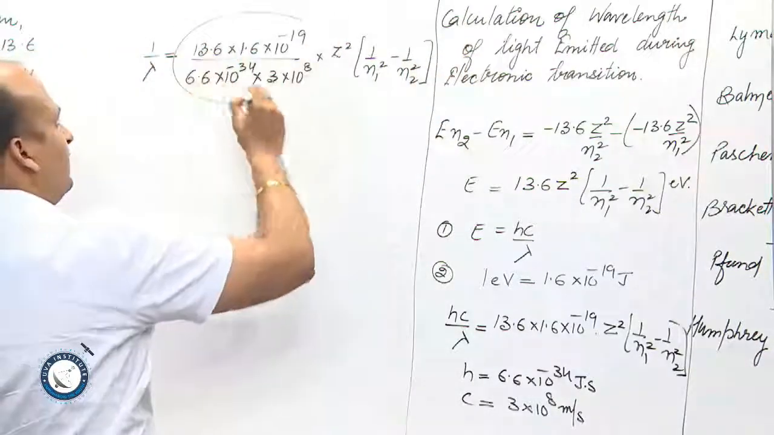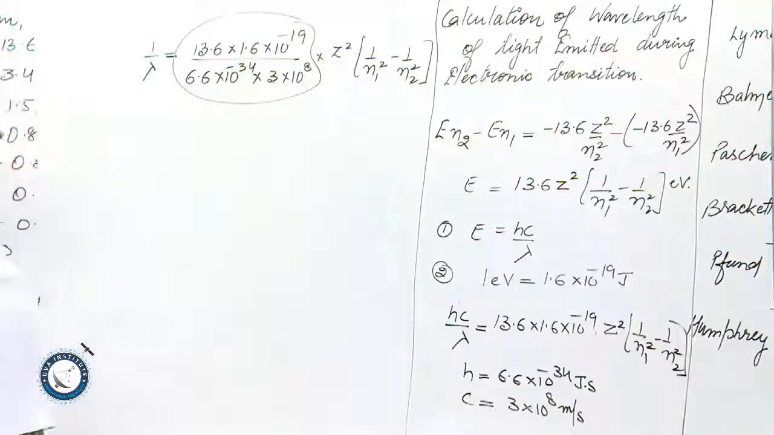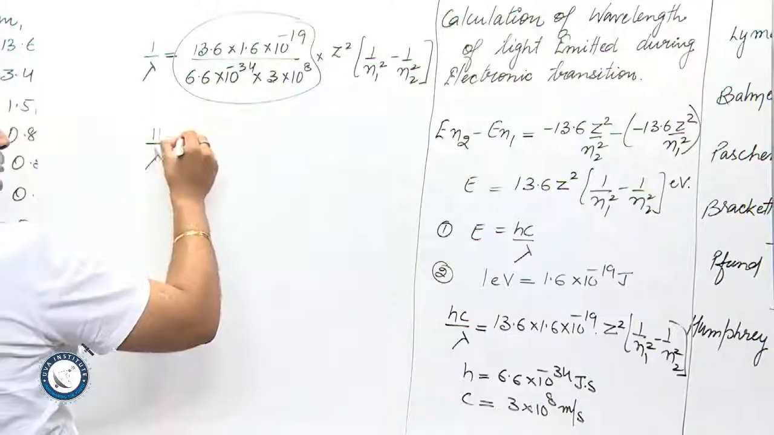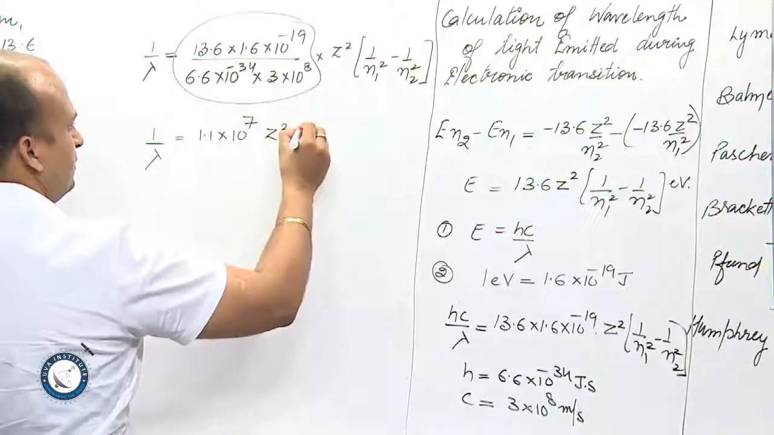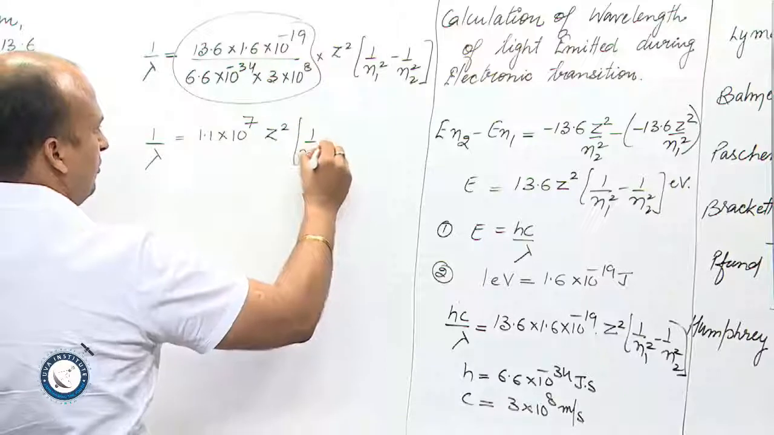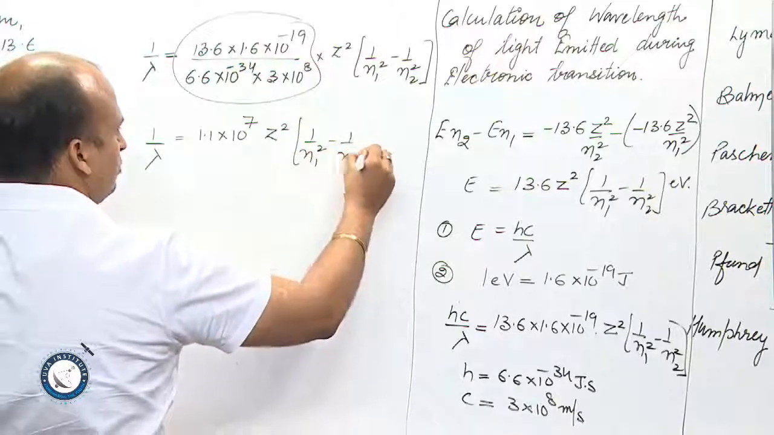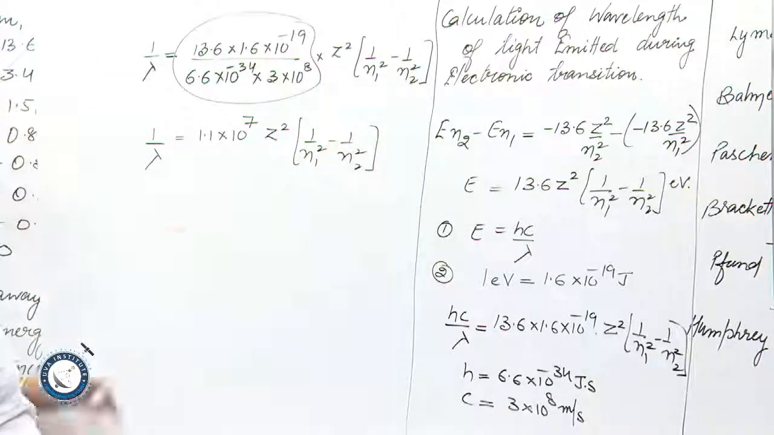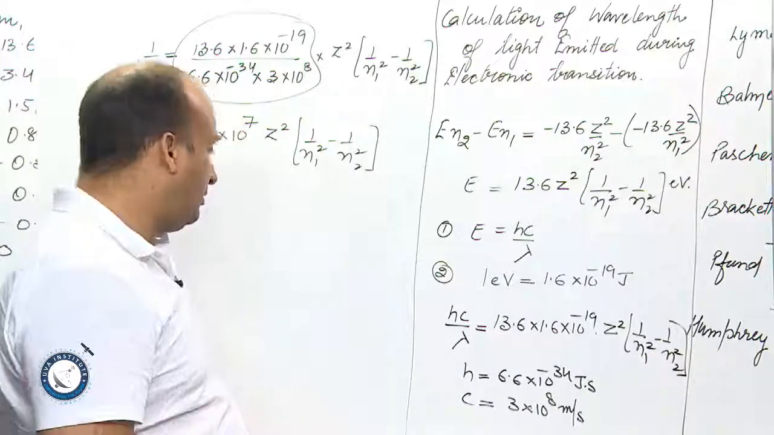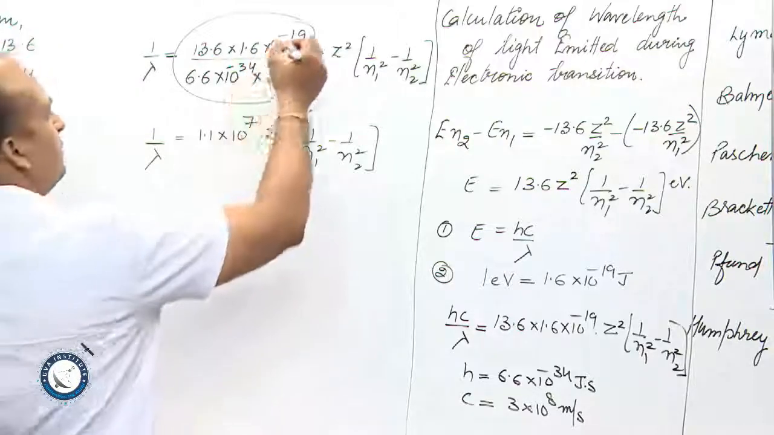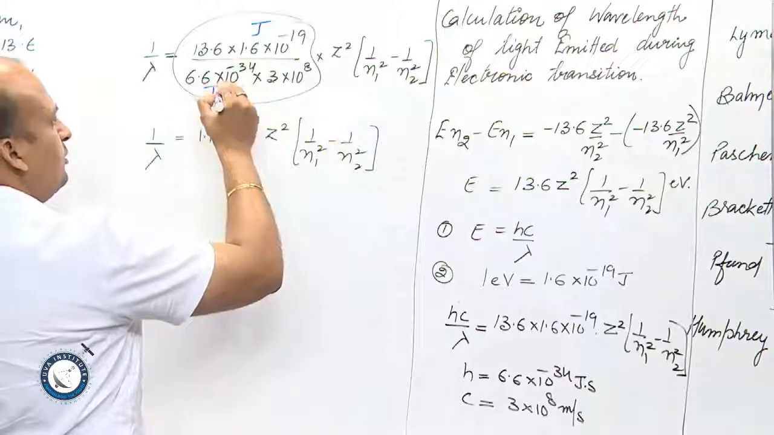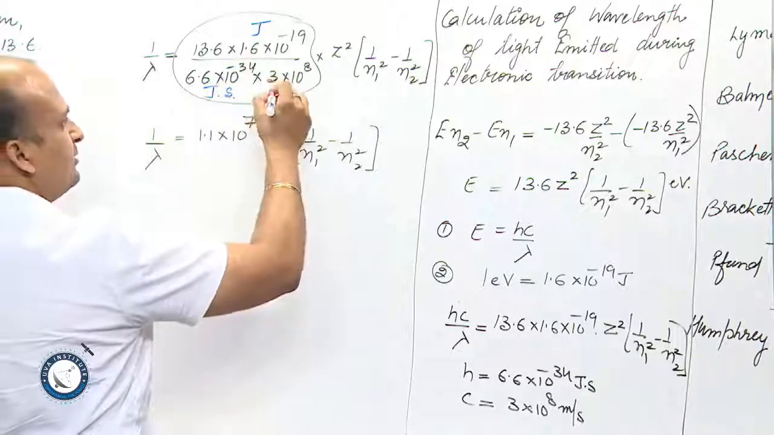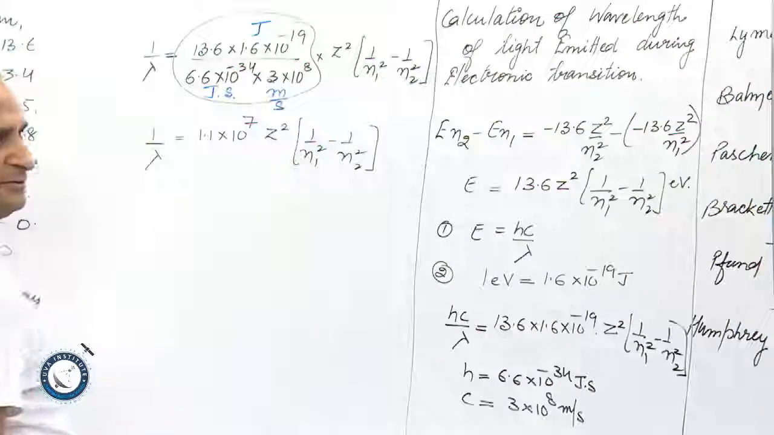If you solve this thing, you will be getting 1.1 into 10 raised to power 7 Z square into 1 by N1 square minus 1 by N2 square. And let us try to find out the units of this. See, what is this? The numerator is in joules, this is joule second, and this is meter per second.